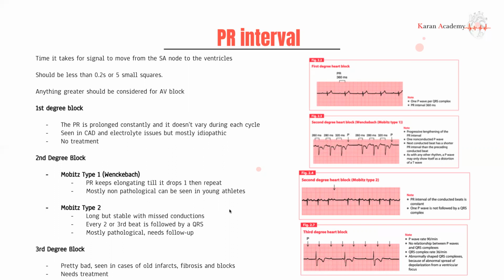With Mobitz type 2, you have the same longer patterns similar to first degree heart block, but instead of having consistent QRS complexes, you just drop a few. So you have continuously prolonged, drop, continuously prolonged, drop. And this is usually every third or second beat. And Mobitz type 2 in most cases is pathological, while Mobitz type 1 often isn't.